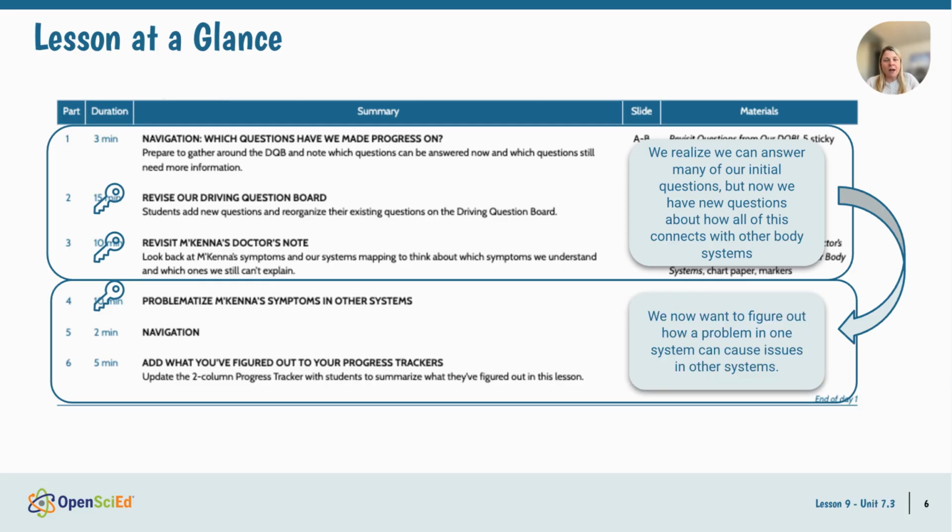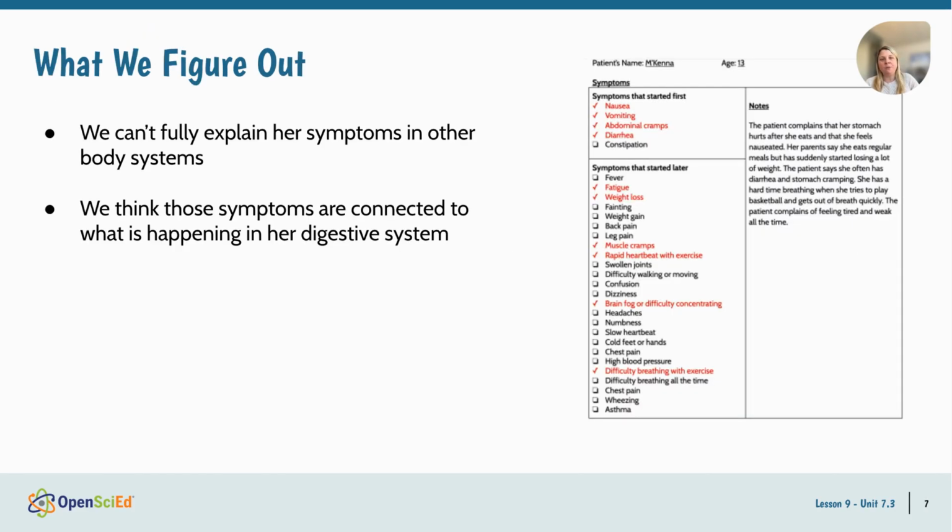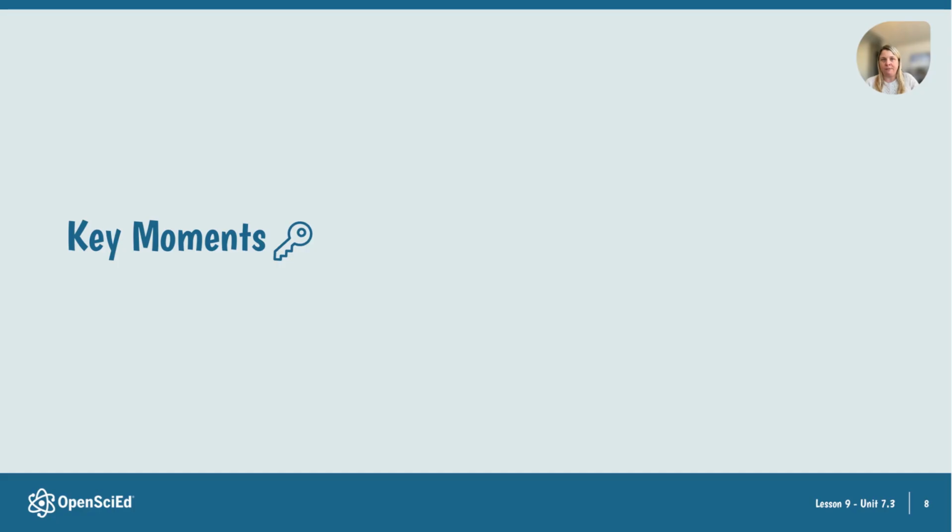This leads us to wonder, how can a problem in one body system cause problems in other systems, and are they connected in some way? From all of this, we're able to update our driving question board, and we realize that although the evidence and models we've discovered in Lessons 1 through 8 can explain most of McKenna's digestive system symptoms, we can't fully explain her symptoms that happen within her other body systems. However, we think those symptoms might be connected to what's happening in her digestive system, but we need to collect some evidence to prove it.